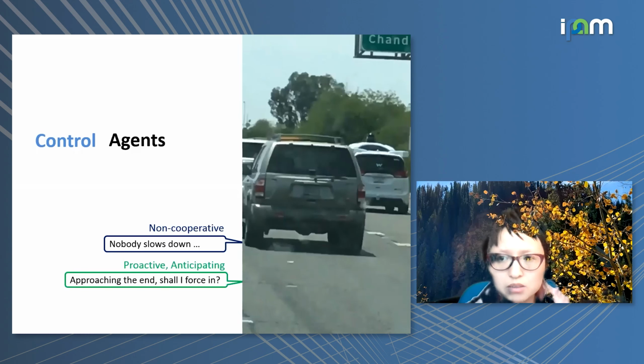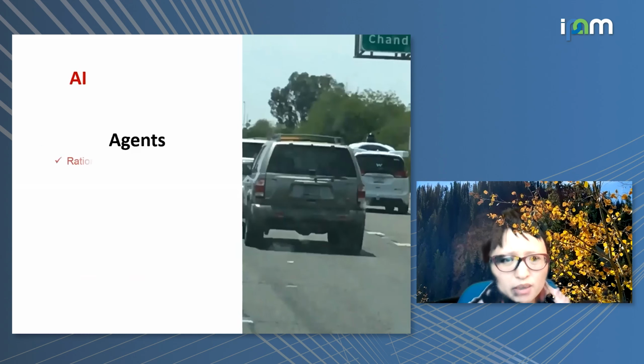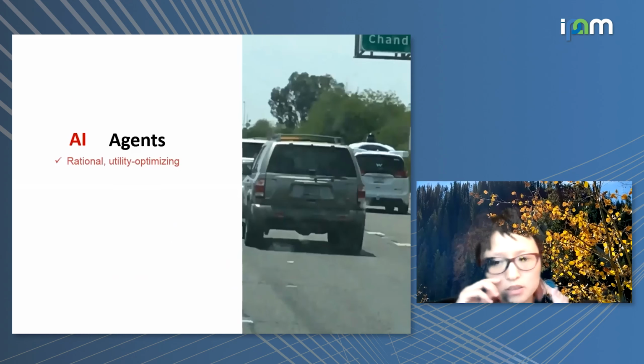Another aspect that AV may not be able to capture is anticipatory behavior, because humans realize, okay, I'm approaching the end. If I don't force in, then I won't be able to get in. Usually human drivers adjust their behavior, but apparently this Waymo couldn't. So that's why I think this anticipating or proactive behavior is also important. That motivated me to say that we need AI agents.